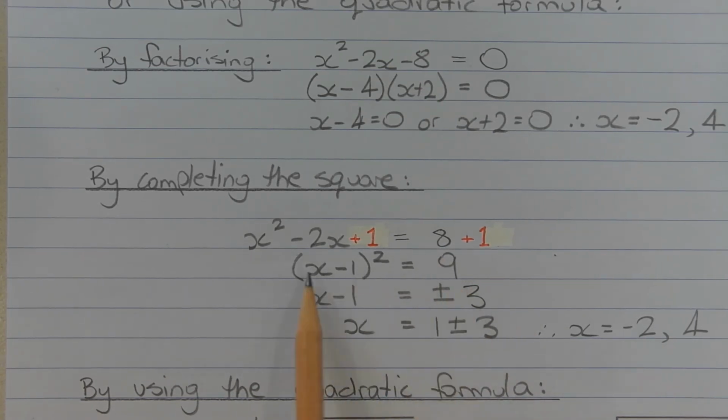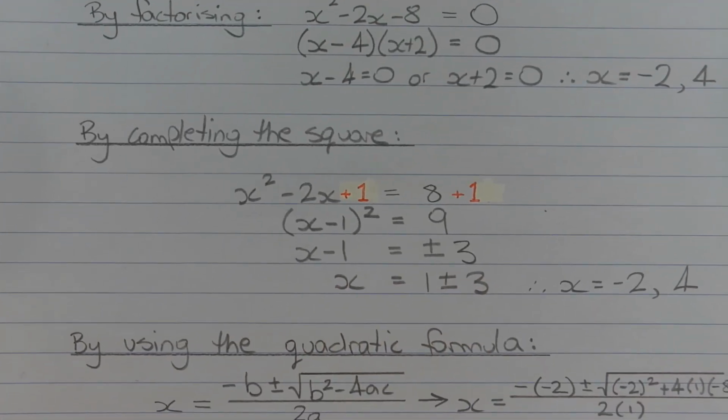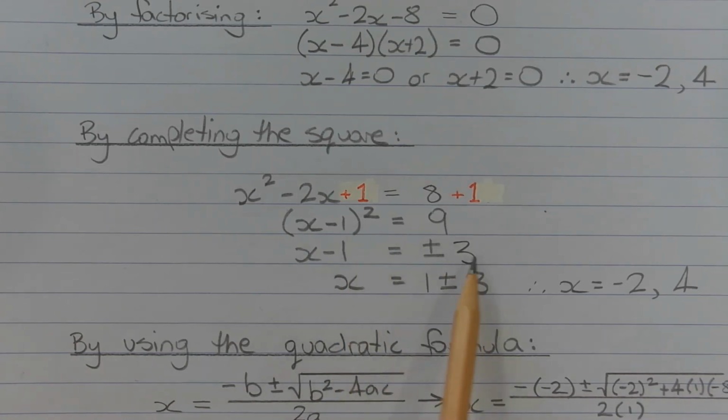Taking the square root of both sides, we get x minus 1 is equal to plus or minus 3. And then adding 1 to both sides of the equation, we get x is equal to 1 plus or minus 3. Therefore, x is equal to negative 2 or x is equal to 4.